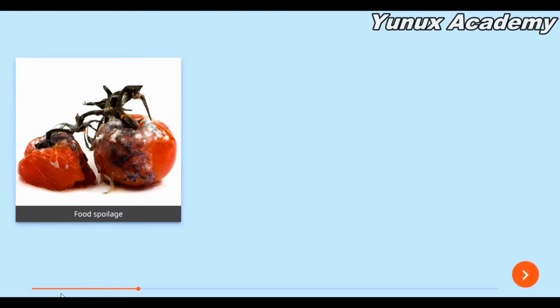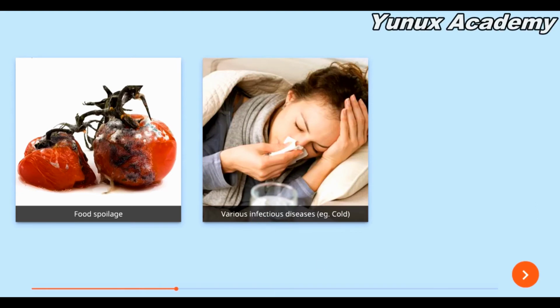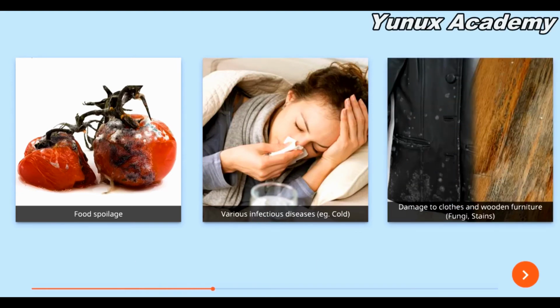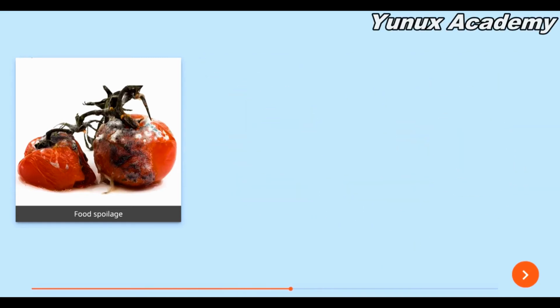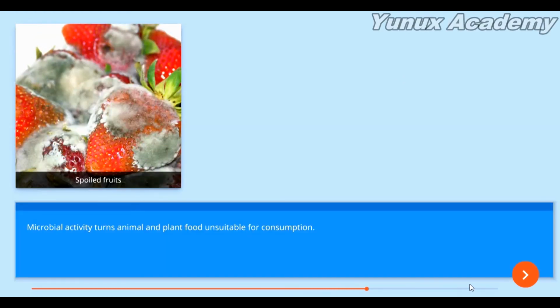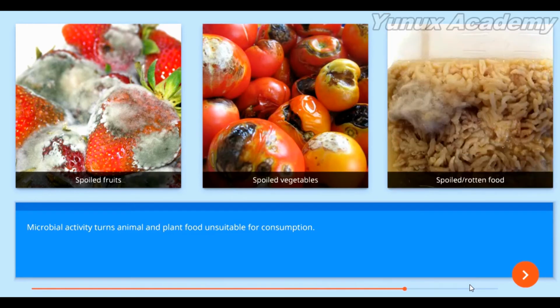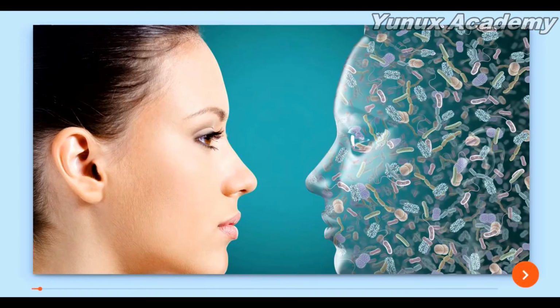Under harmful effects of microorganisms, we will study about food spoilage, various infectious diseases, and damage to clothes and wooden furniture by growing on them. We studied in the previous lesson about food spoilage caused by microorganisms. You may remember we studied that fruits, vegetables, and also cooked and non-cooked animal and plant food are turned unsuitable for consumption by microbial activities on it. Different infectious diseases caused to humans by microorganisms can be studied under four main categories.